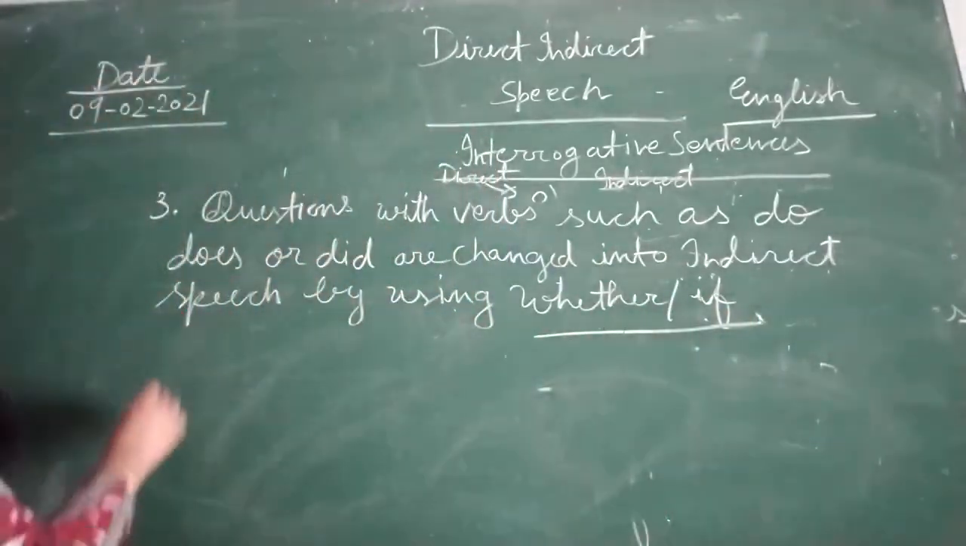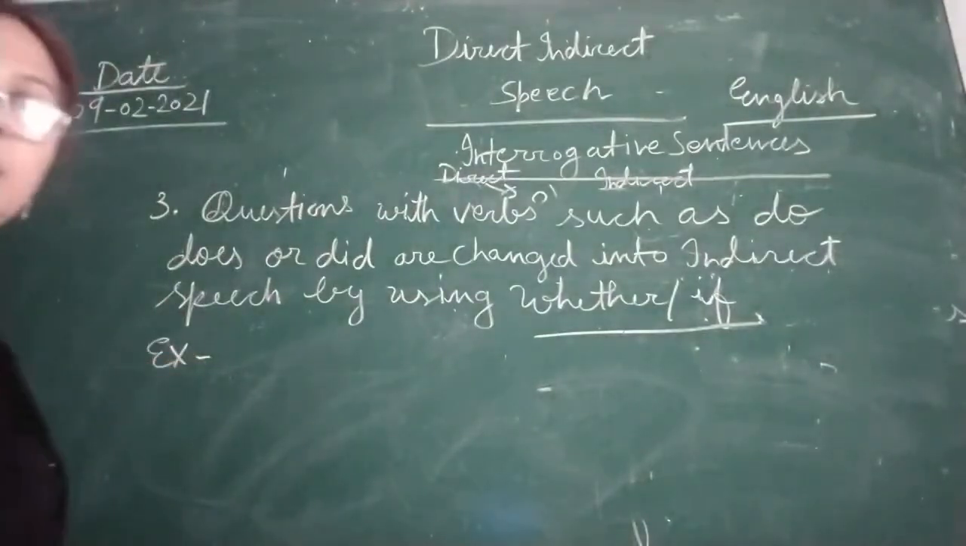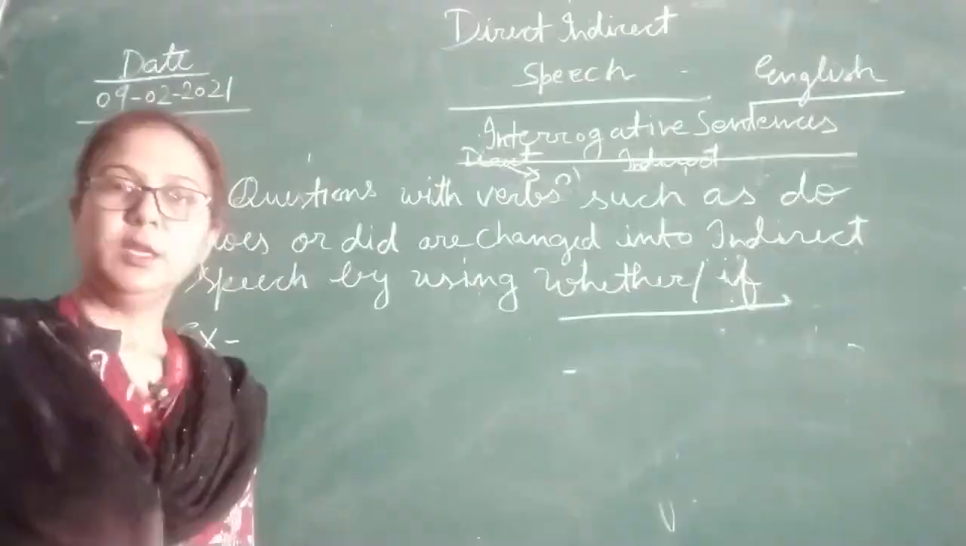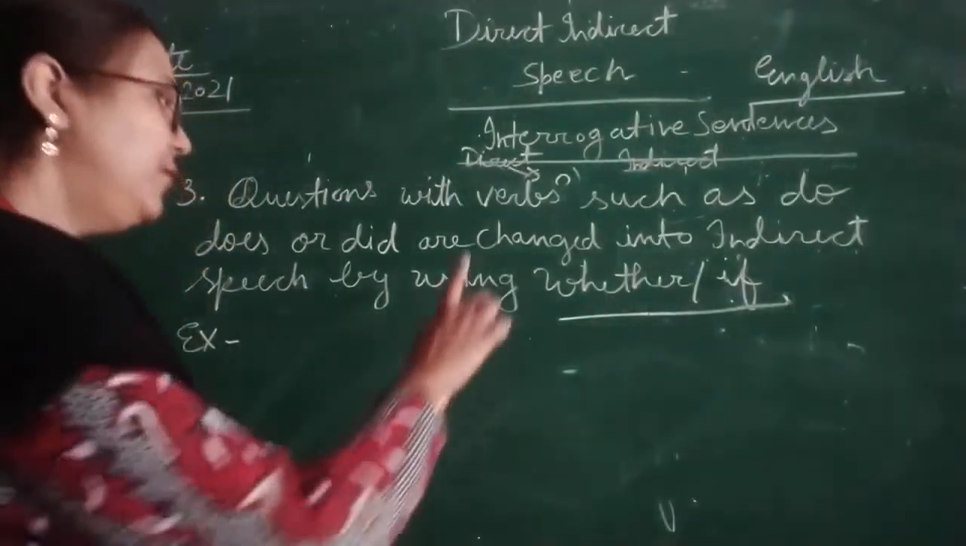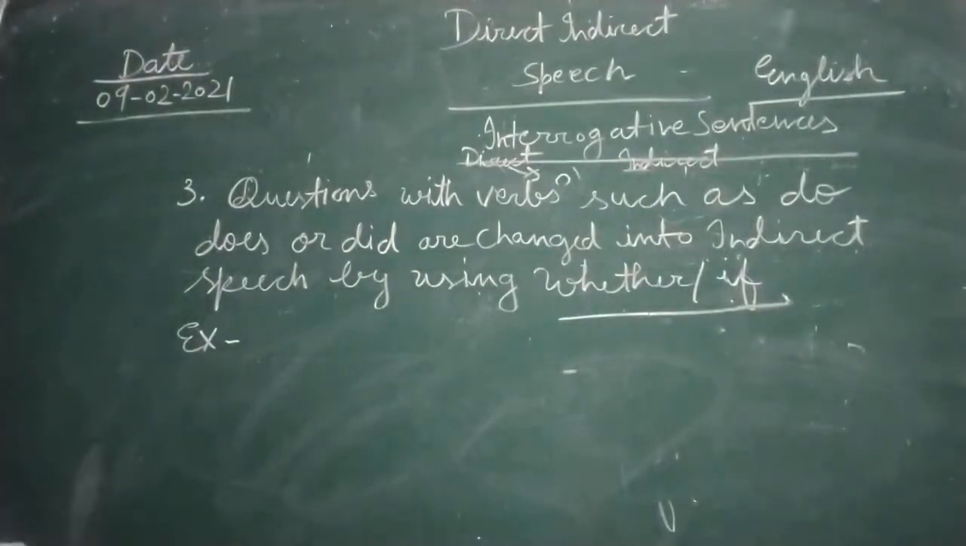I'll give you one example over here, children. Write down this rule. So children, we will use whether and if. I am going to give you one example for that. Okay children.